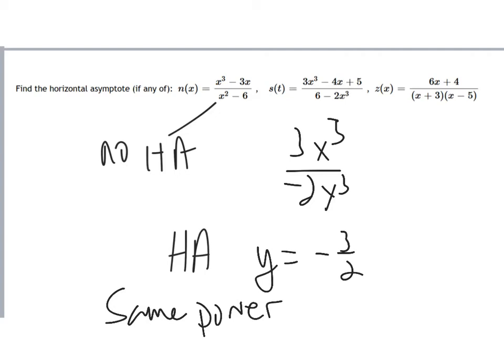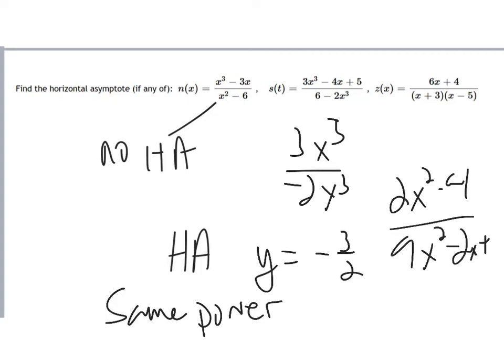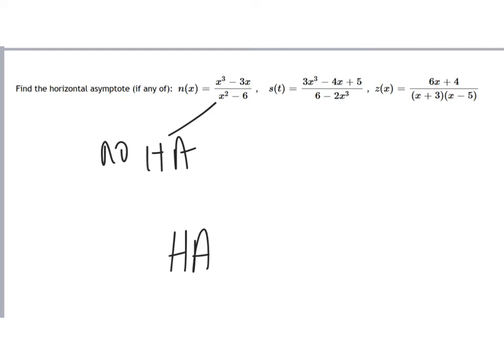So if I had 2x to the second minus 4 over 9x to the second minus 2x plus 10, that doesn't matter, that doesn't matter. 2x squared over 9x squared, those are the same degree. That tells me the horizontal asymptote is going to be the equation y equals 2/9. Okay, so same power. Now, if it's a bottom-heavy function like this one, let's see.